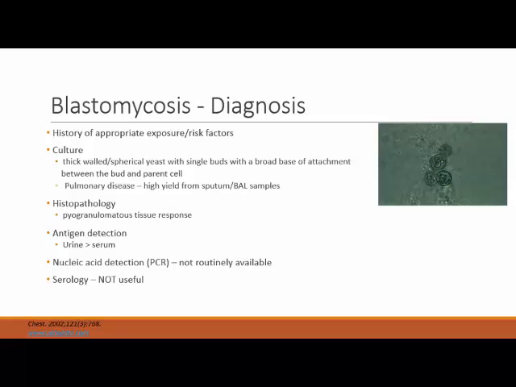And then antigen detection is available. The sensitivity is reported to be 89%, especially in disseminated blasto, and 93% overall. Sensitivity is higher in the urine than in the serum, but the specificity is only 79%. And that's usually because of cross-reactivity with histoplasmosis. PCR is not routinely available. There are some reports that it's in an experimental phase, it's very expensive, so it's really not routinely available. And serology is not useful because of this high cross-reactivity with other mycoses, especially histo.